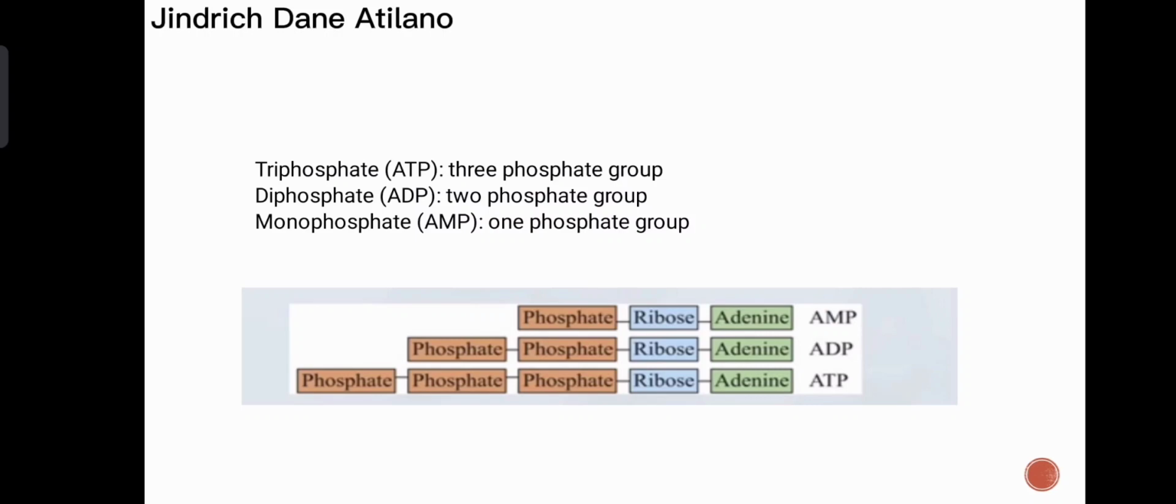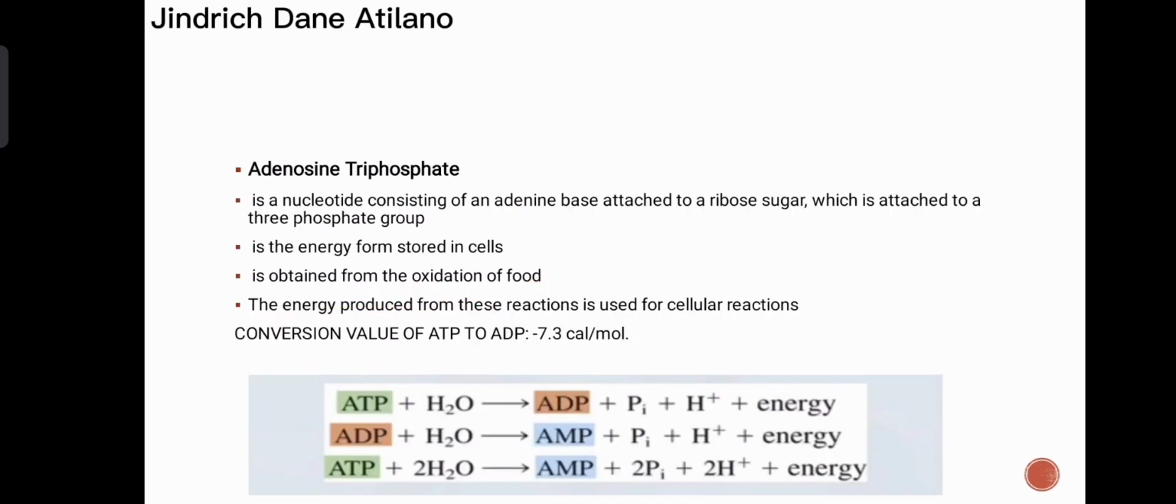As you can see in the picture, ATP has a nitrogenous base, which is the adenine, a ribose, and three phosphate groups, while ADP has a nitrogenous base, one ribose, and two phosphate groups, while AMP has adenine, ribose, and only one phosphate group. So let's tackle the adenosine triphosphate.